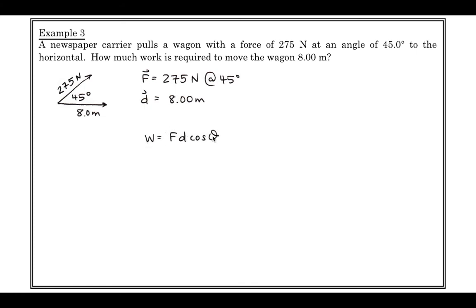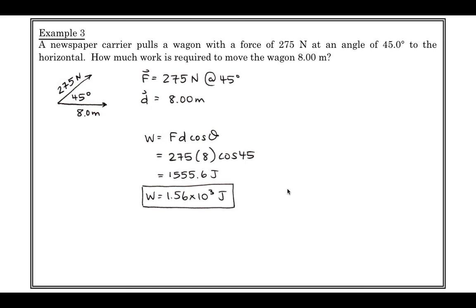So work is equal to F d cos theta, and we substitute our magnitudes. Yes, of course, this 275 is acting at an angle, but when I use this equation, I don't care that it's acting at an angle. All I care about is how big it is, because this cos theta is going to take care of all that. So you get 1,555.6 joules. You might say this is a much easier method, and indeed, if you're comfortable doing this, then you should use it.